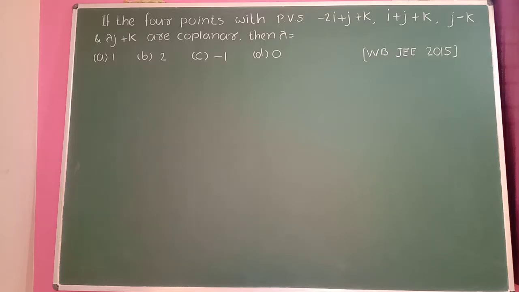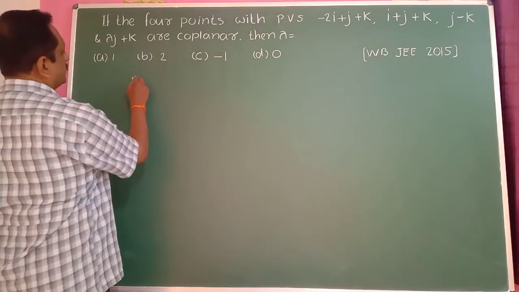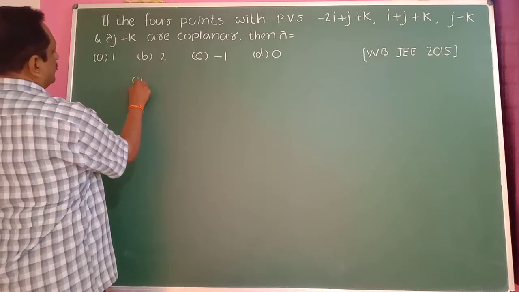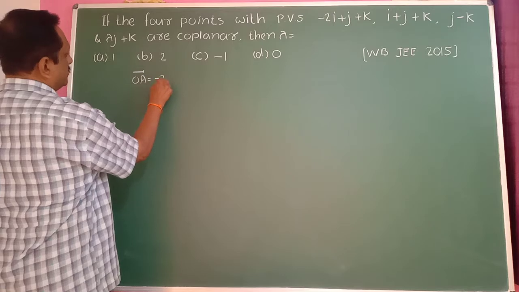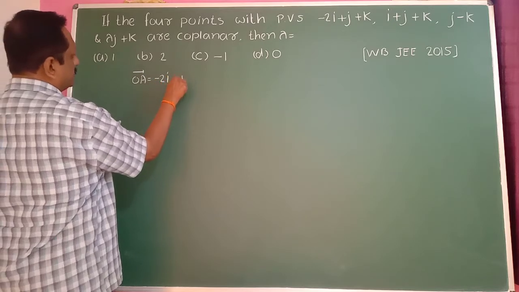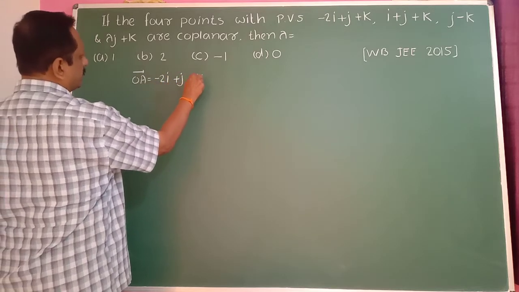If the 4 points with the position vectors -2i + j + k, i + j + k, j - k and λj + k are coplanar, then λ is equal to what here? Therefore, the given vectors are position vectors of 4 points here. Take OA equal to -2i + j + k.